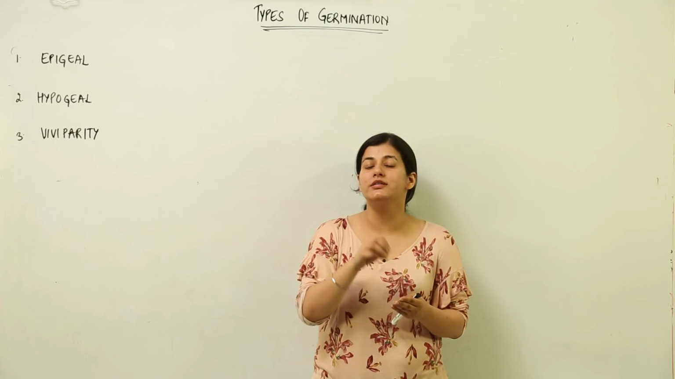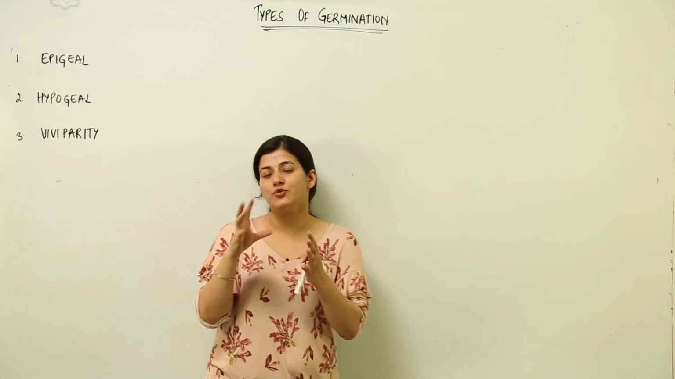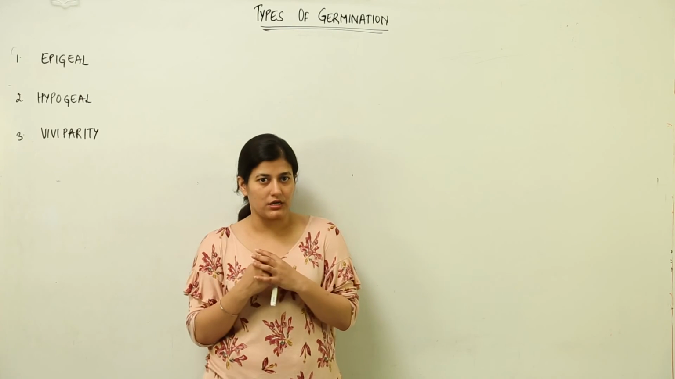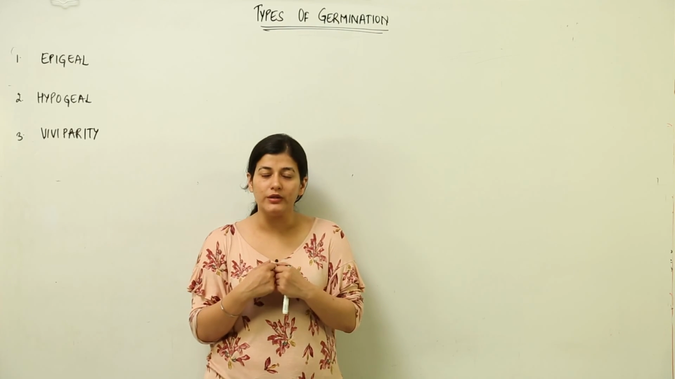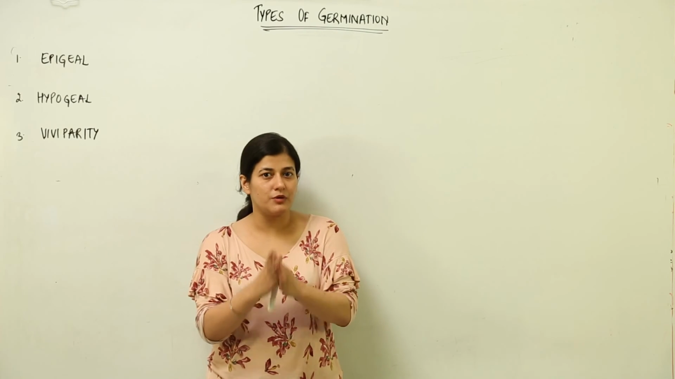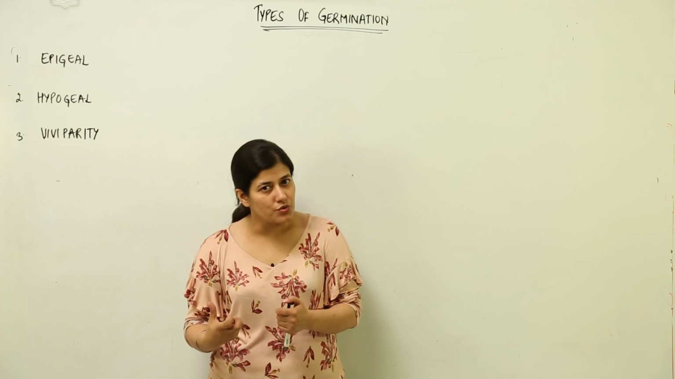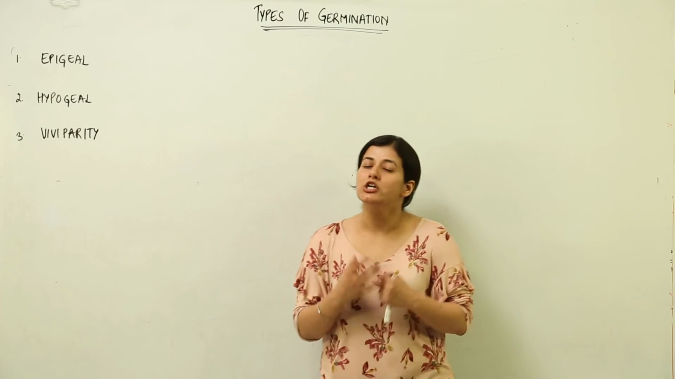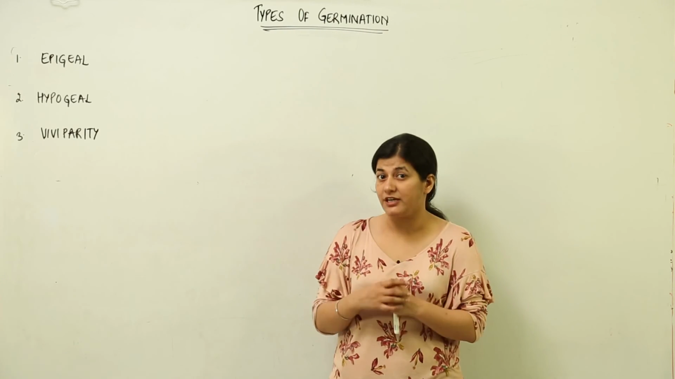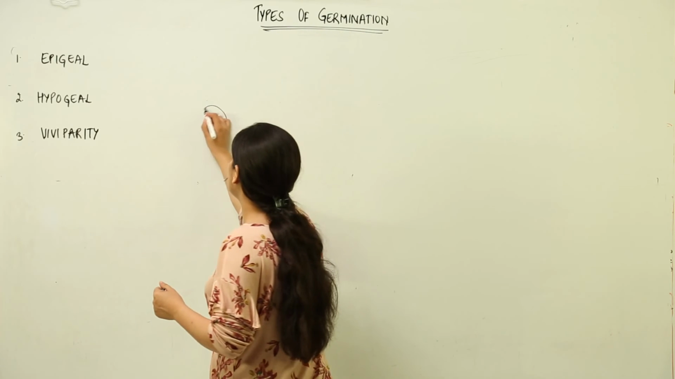Depending on how this germination takes place, you know there are two parts in the seed: one is the radicle and the other is the plumule. These are the parts that give rise to the root and the shoot in the embryo respectively. I am supposedly talking about a dicot seed.